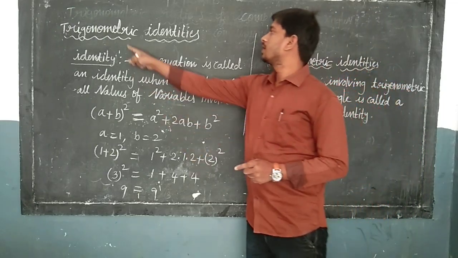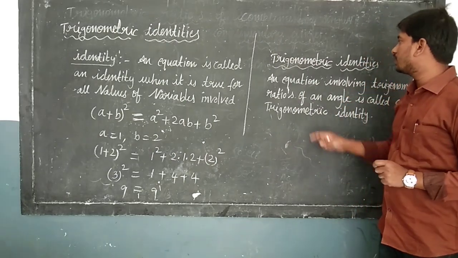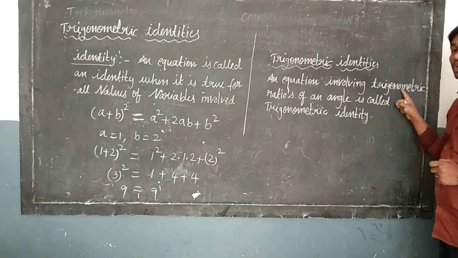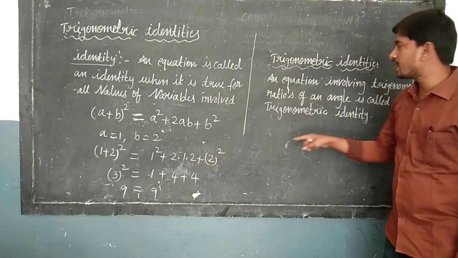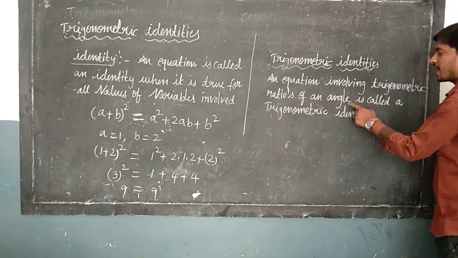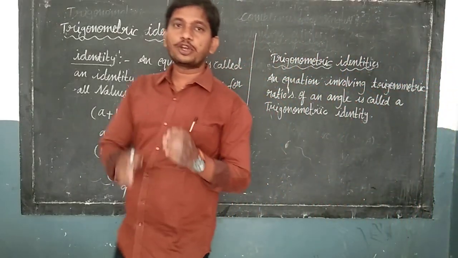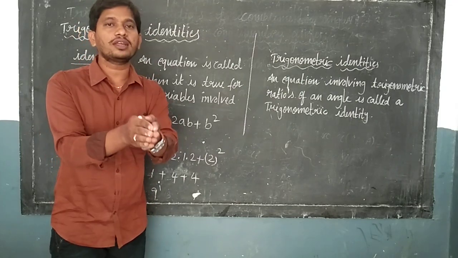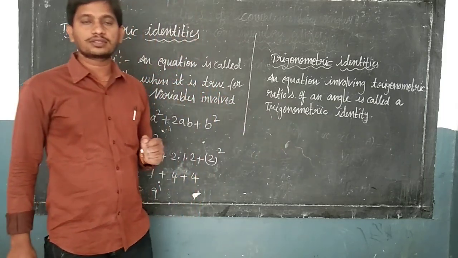And our topic is trigonometric identity. What do you mean by trigonometric identity? Trigonometric identity is nothing but an equation involving trigonometric ratios, which is also an equation, but in this equation trigonometric ratios are involved. Students, an equation involving trigonometric ratios of an angle is called a trigonometric identity.